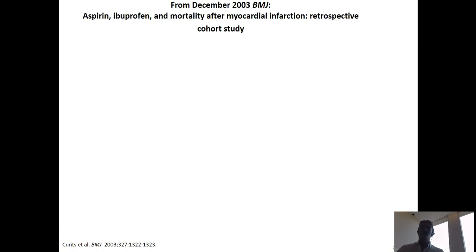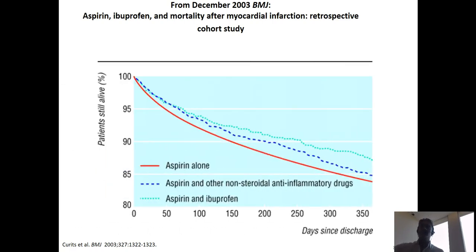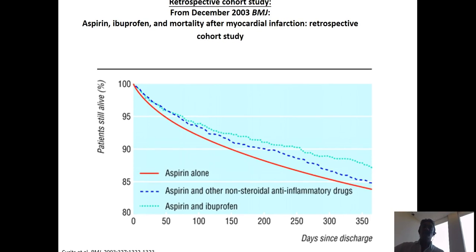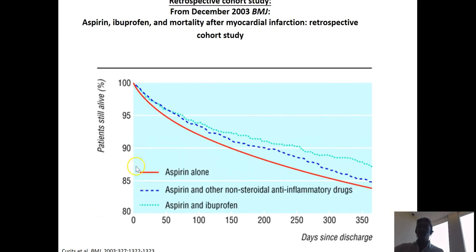Now, back in the 2000 BMJ, here's an example. This is a cohort study looking at survival after a heart attack, a myocardial infarction. Let me expand my screen here for a second. Okay. I didn't make my screen the right size.